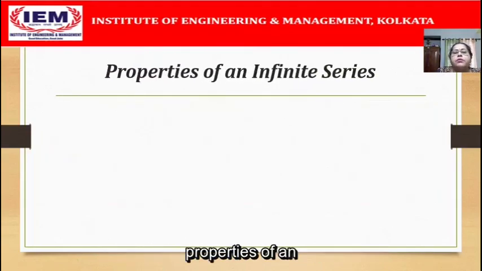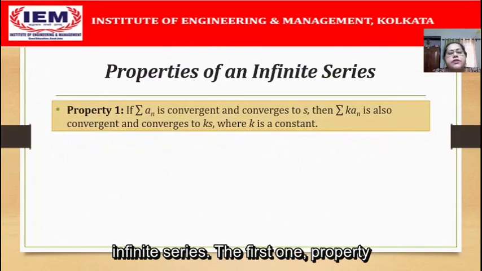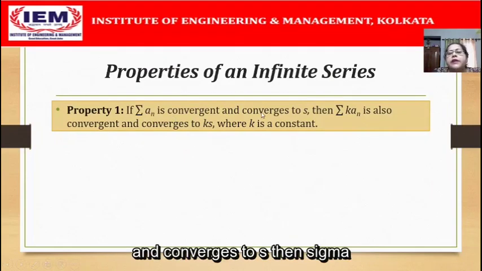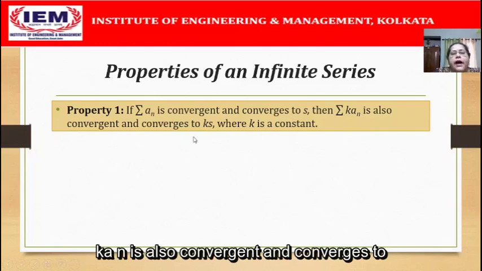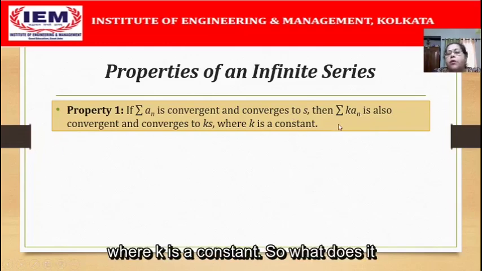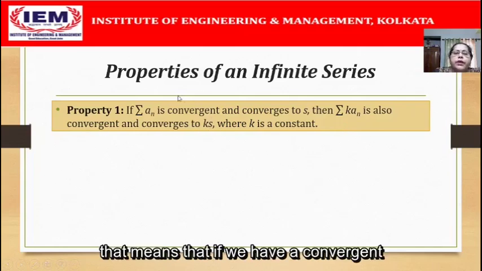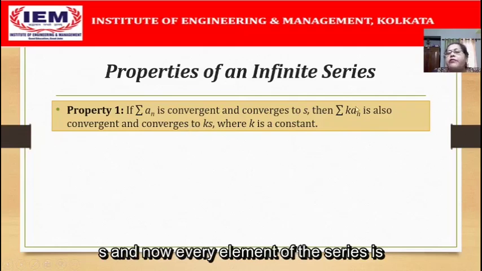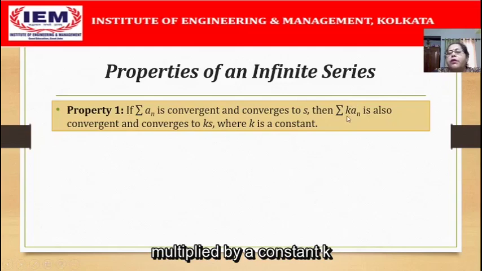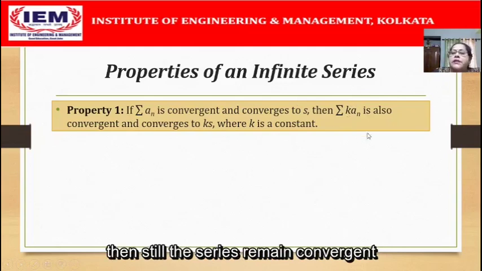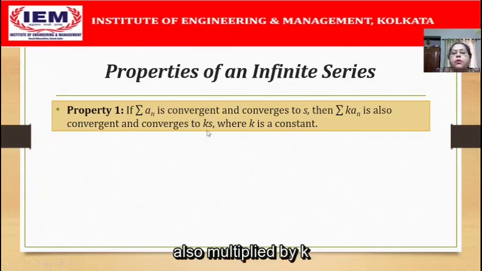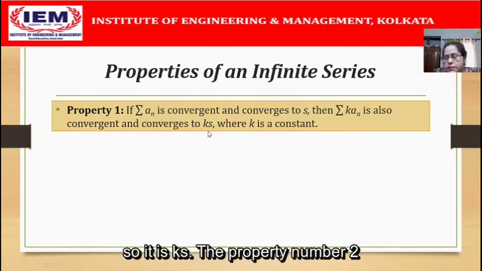Next, let us look into some properties of an infinite series. The first one, property number 1: if sigma a_n is convergent and converges to S, then sigma k a_n is also convergent and converges to kS, where k is a constant. So what does it mean? That means that if we have a convergent series whose sum is S, and now every element of the series is multiplied by a constant k, then still the series remains convergent. And the sum of the series is now just also multiplied by k, so it is kS.